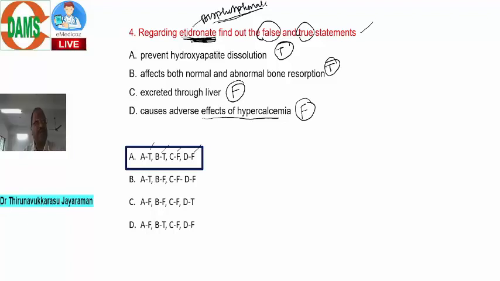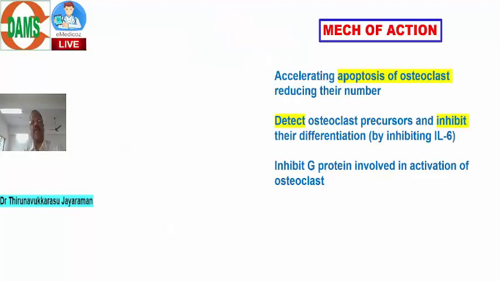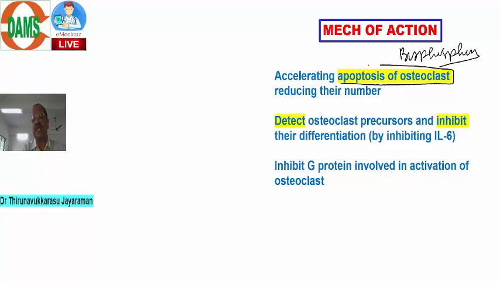So regarding this question, I want to give an extra point. Look here. Bisphosphonate. The first point you should know is the important mechanism of action. The main mechanism of action of bisphosphonate is that it causes apoptosis of osteoclasts. They cause programmed cell death of osteoclasts, the cells causing bone resorption.